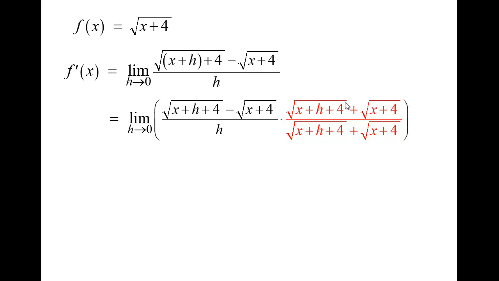So this quantity in red is called the conjugate of this numerator. So we're multiplying and dividing by that. So this is just in fact 1, so it doesn't change the quantity here. Now, in doing that, we will be able to get rid of the root in the numerator, and so let's see what's going to happen.